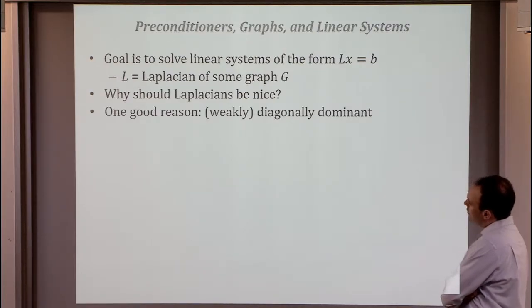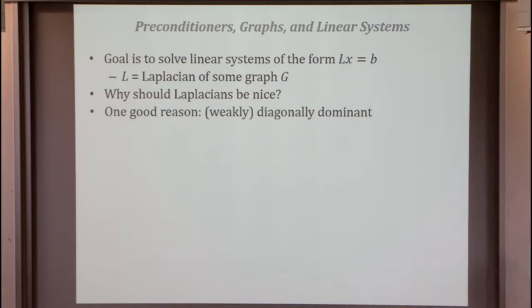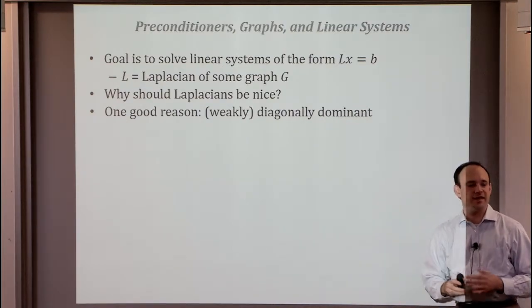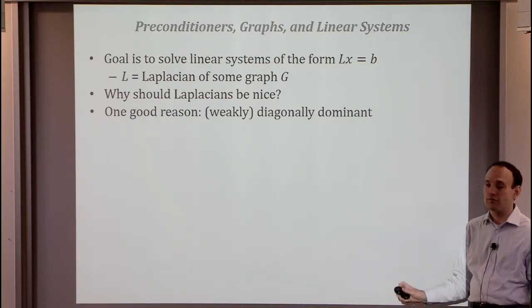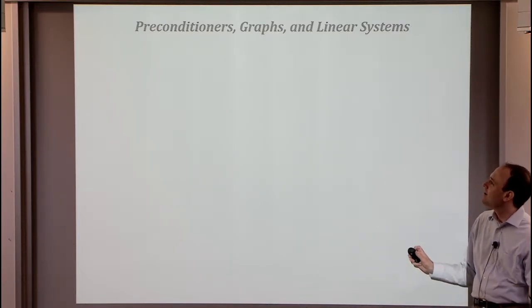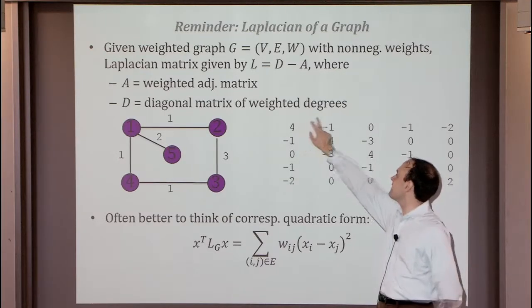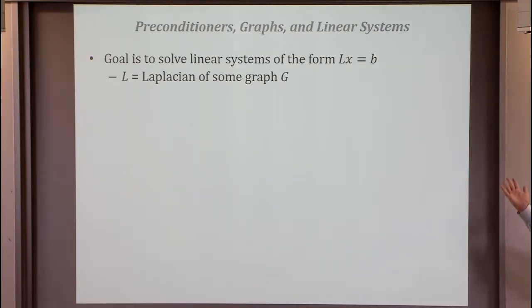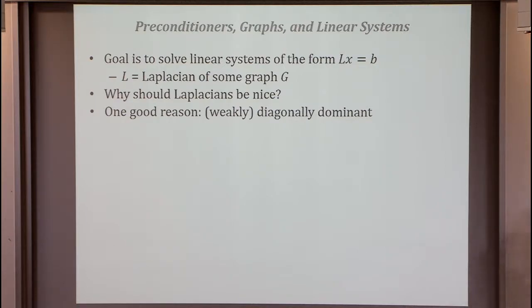And so one good reason why Laplacians are nice is that they're what's called weakly diagonally dominant, which means that in every row, the diagonal entry is greater than or equal to the sum of all other entries in the row. So flipping back to the slide here, it's actually exactly equal, right? The 4 here is exactly equal to the sum of those other 3 numbers, essentially by definition. Weakly means that it's greater than or equal to, not a strict inequality. And for graphs, it's actually a strict equality. It's like the least diagonally dominant, weakly diagonally dominant system.